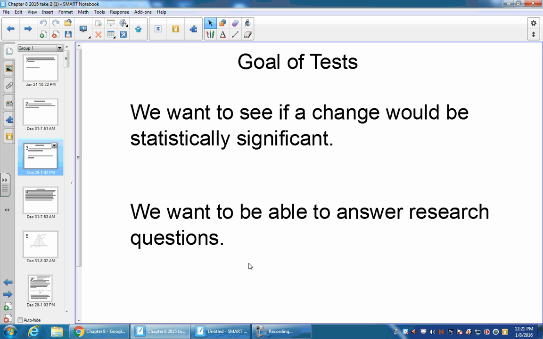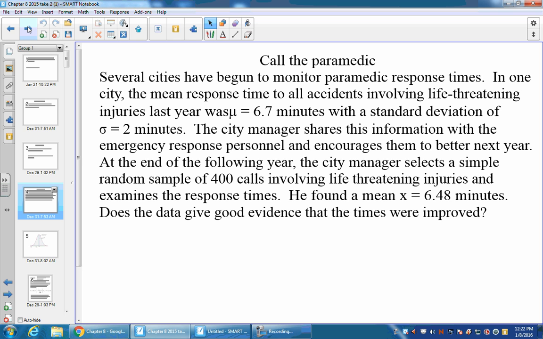So I go through and I make all the videos. Students learn from the videos, and then I want to check to see if there's an improvement. If there's a little bit of improvement, we want to know if that's a statistically significant improvement or not. So the goal of this test is to be able to do that. Here is a full example.